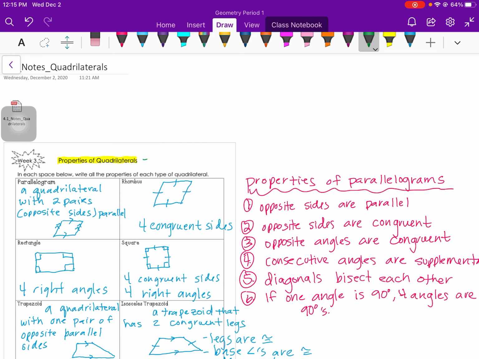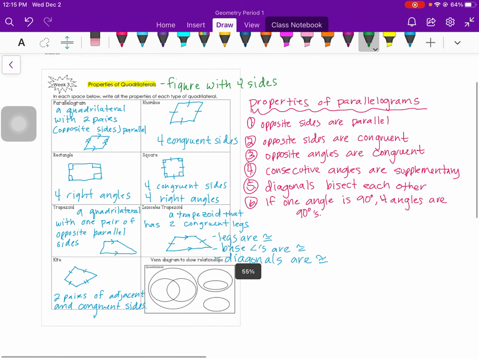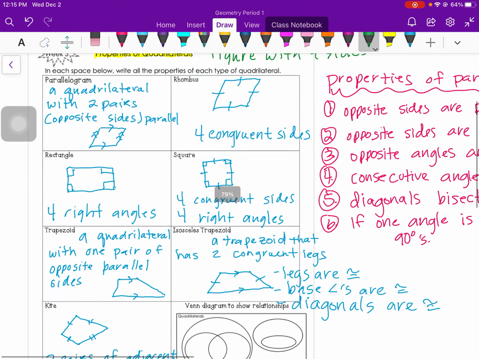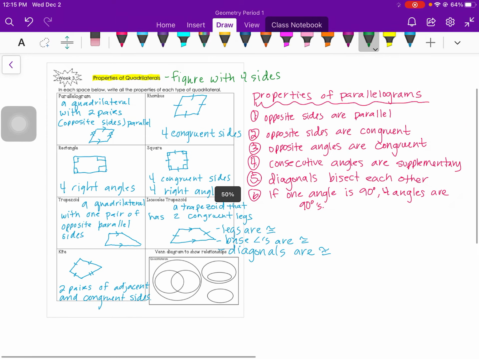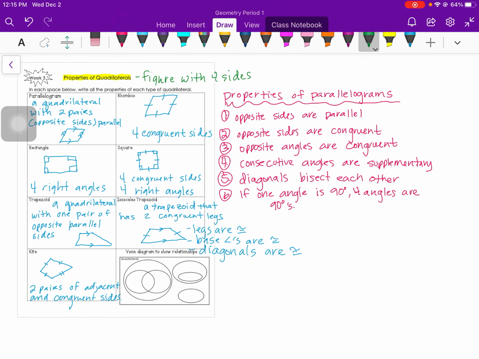So a quadrilateral is a figure with four sides. A figure with four sides. So I have a bunch of quadrilaterals listed here. We'll save the properties. Well, you can write everything down here. Take a minute, pause this, get these written down, and then I will go over them once we have everything written down. So just take a minute and pause it.